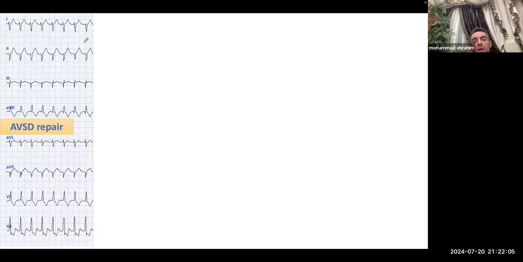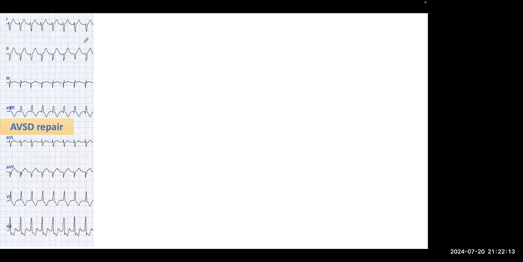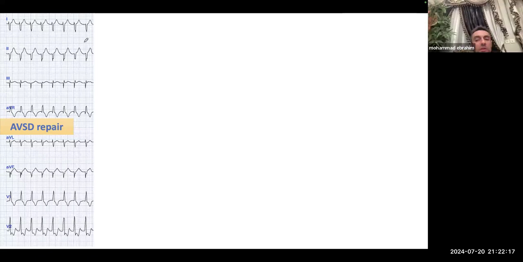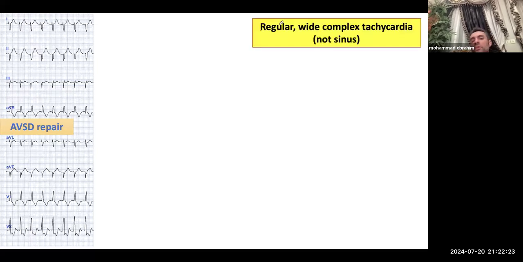But again, sinus or not sinus, wide or narrow? It's a wide complex, not sinus; you don't see P waves, right? Yes. And it's a wide complex. It's not sinus tachycardia with intrinsic bundle branch block. It's a regular wide complex tachycardia, not sinus. Okay.